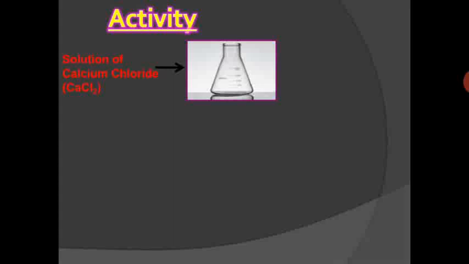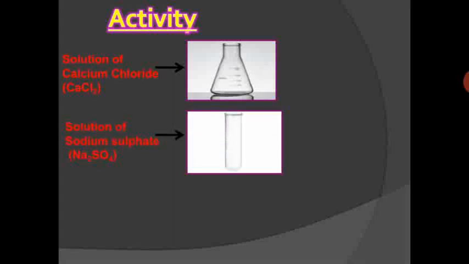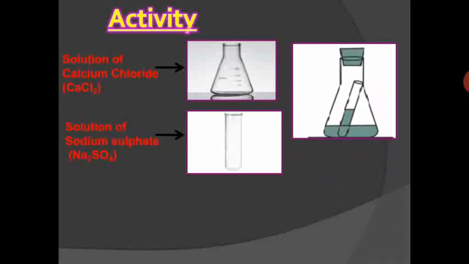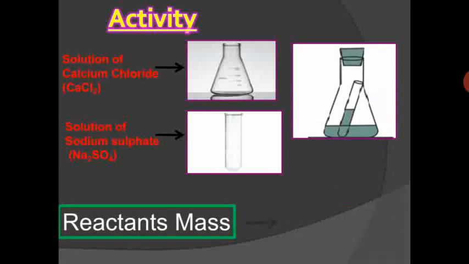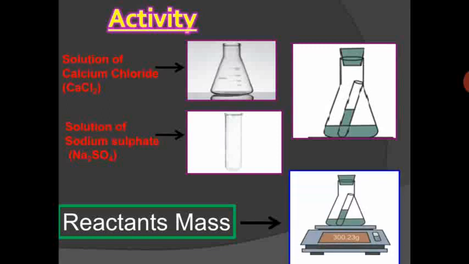In this activity, if we take sodium chloride, calcium chloride in a conical flask and sodium sulfate in a test tube, and if we weigh them, then this is the reactants' mass, because here calcium chloride and sodium sulfate are the reactants, and that mass will be 300.23 grams.